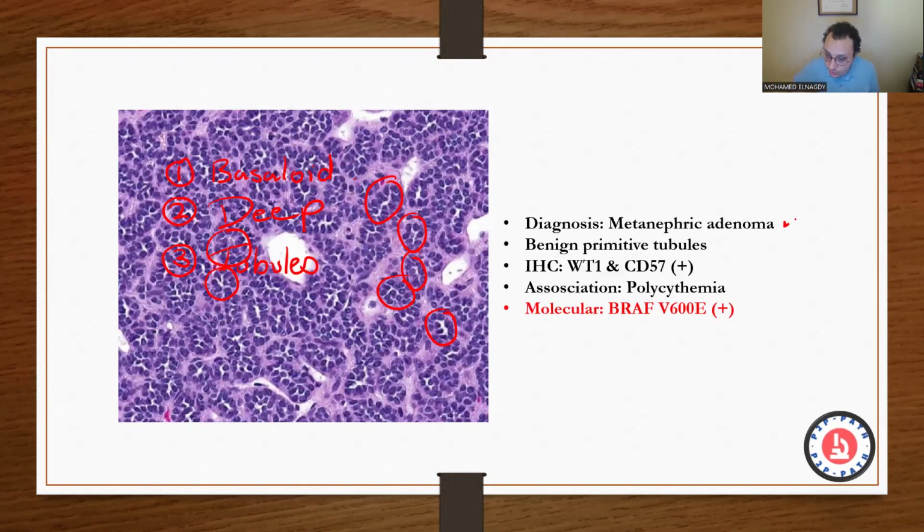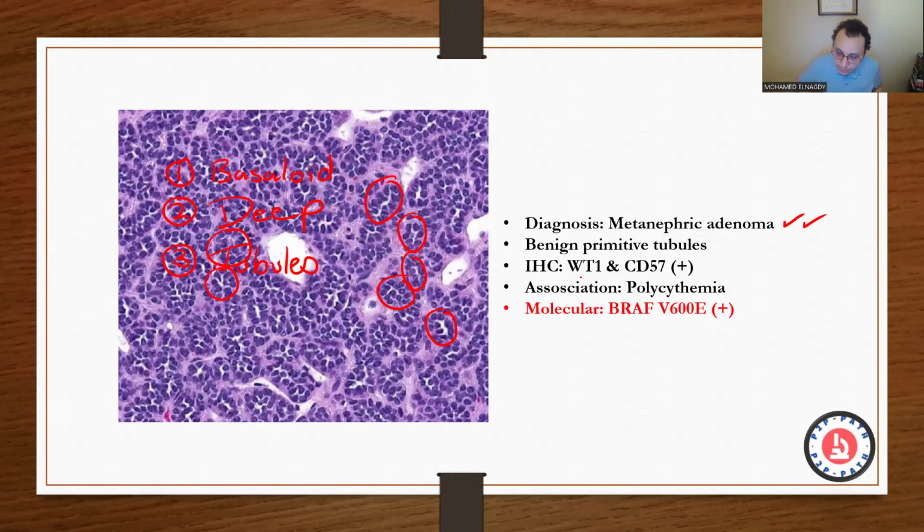Good job. So for the metanephric adenoma, please memorize, well, you know, this is a benign tumor, primitive tubules from blue cells being basaloid, like we said in the previous session.